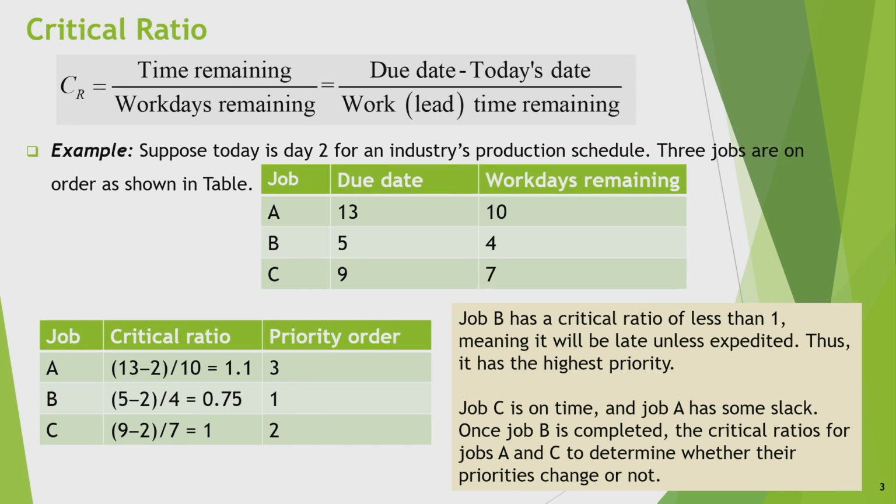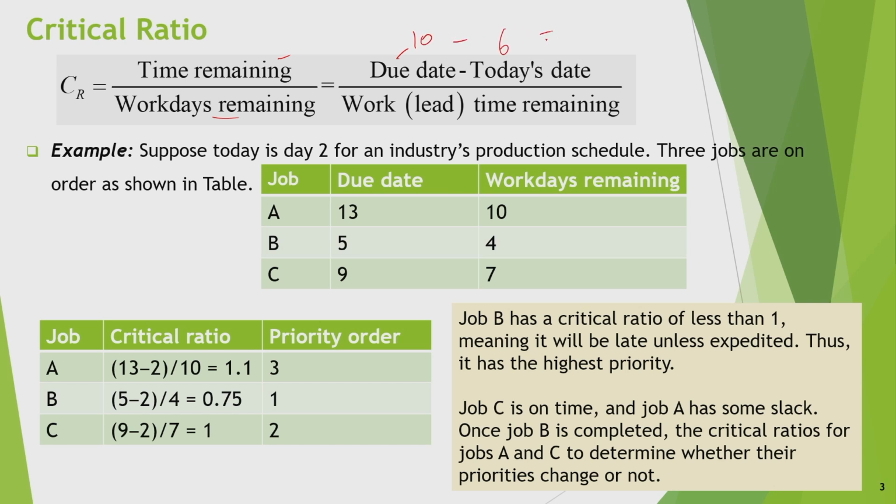So, CR is equal to time remaining divided by work days remaining. That means how much more work has to be done. How will you find the time remaining? You take the due date minus today's date. Like the due date was 10th April, so you say due date is 10 and today's date was 6.